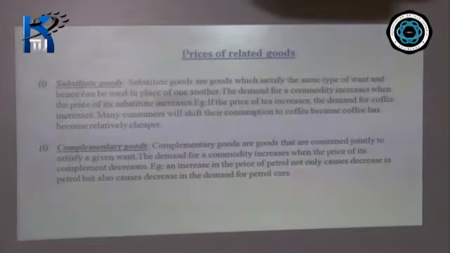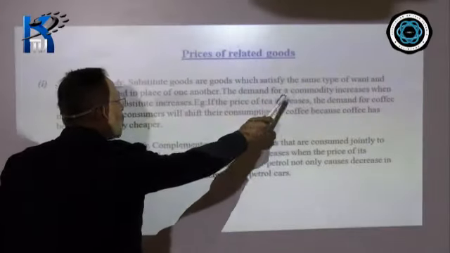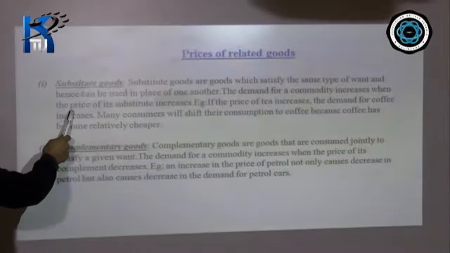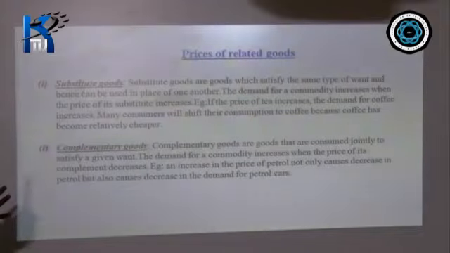You'll have to learn the definition. The demand for a commodity increases when the price of its substitute increases. You'll remember the demand for a commodity increases when the price of the substitute increases. I will give you an example here. Anyway, remember the price of its substitute should increase. If the price of tea increases, the demand for coffee will increase. Many consumers will shift the consumption to coffee because coffee has become relatively cheaper. Let me explain this.